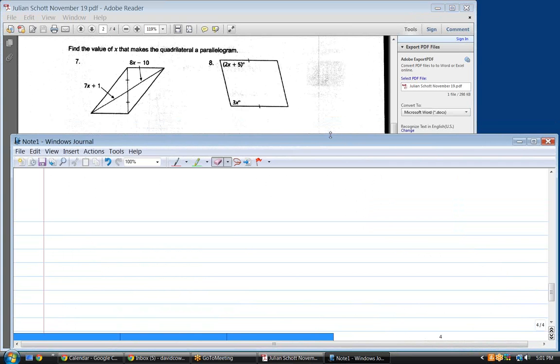Okay. So what makes that quadrilateral a parallelogram? What would have to be true if it was a parallelogram for number 7? The sides would have to be congruent. These two measurements that they're pointing to would have to be congruent, which means the same. So what can I write? What equation can I write?